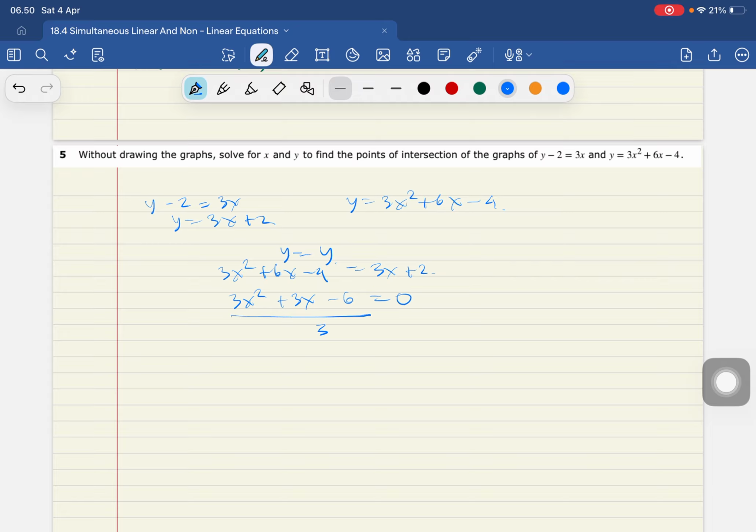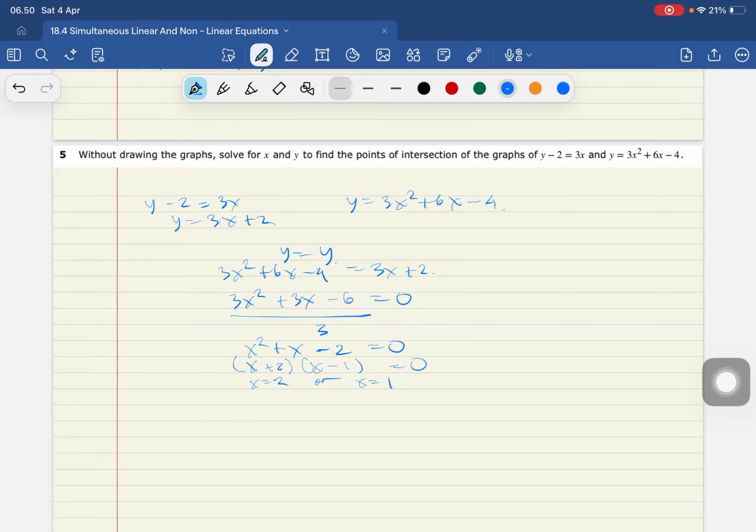So it's going to be 3x squared plus 3x minus 6 equal to 0. Okay, we can divide by 3. So x squared plus x minus 2 equal to 0. So we factorize it. x plus 2 and then x minus 1 equal to 0. So we got x equal to minus 2 or 1.